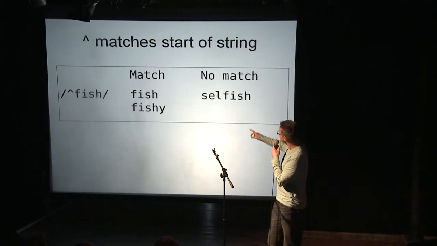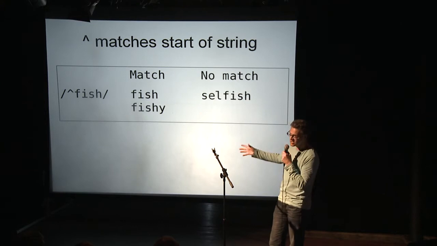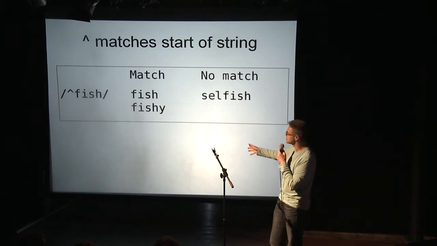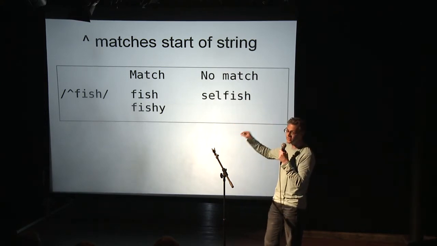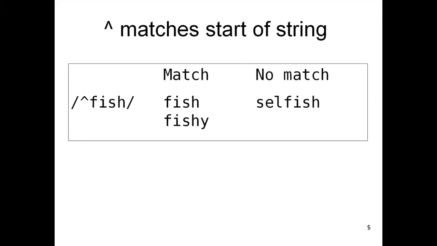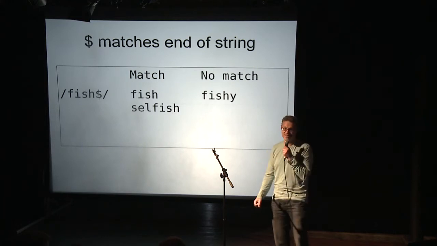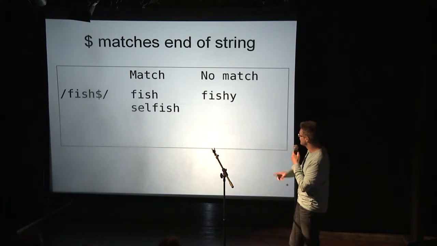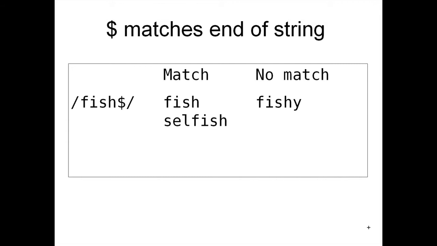Okay, so the way it works is it searches for things. So this is just a bit of Perl. That little hat will search for the start of a string. So hat fish will match fish and fishy. It will not match selfish because the fish isn't at the start. Dollar does the same thing but at the end. So fish dollar will match fish and selfish but not fishy.